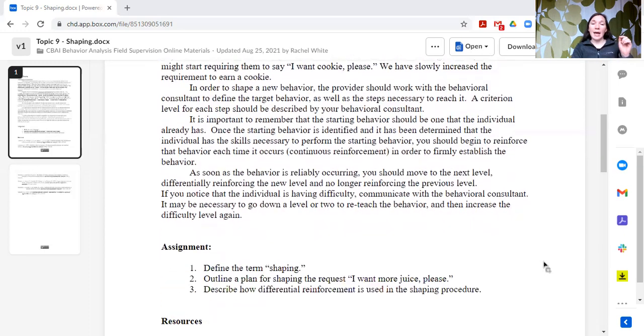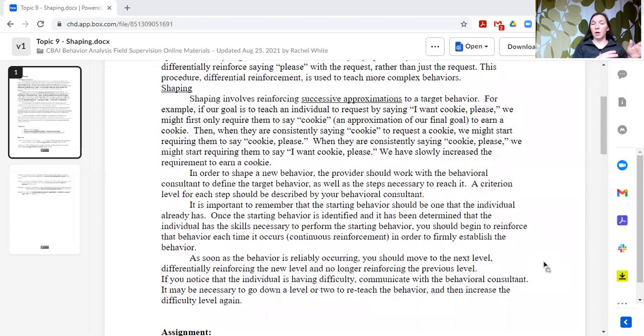You don't want to stay at one level for too long because you do want to capture that momentum of continuing to shape towards your end goal, but you don't want to go too fast either. So you've got to find that nice balance where the learner can make the next step at least some of the time, and then you can increase that to be all of the time through reinforcement. And then once they're consistent, then you would change over to the next thing.